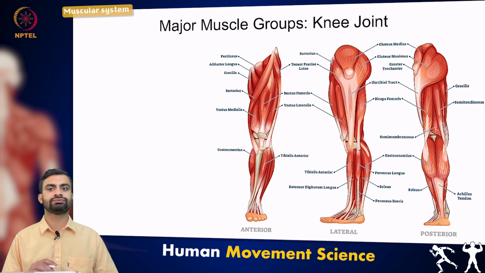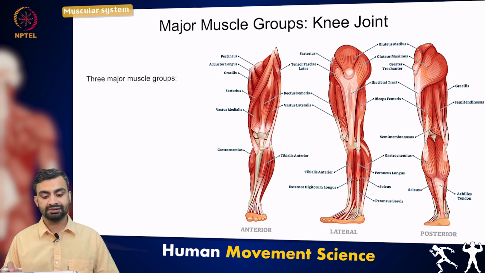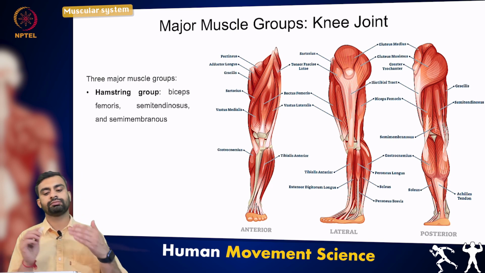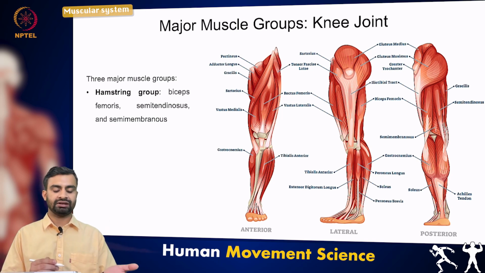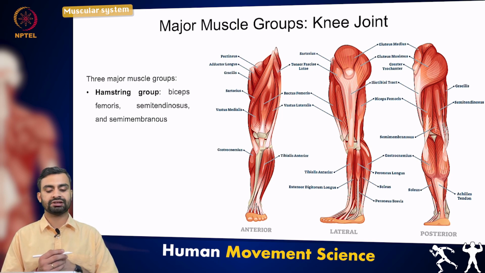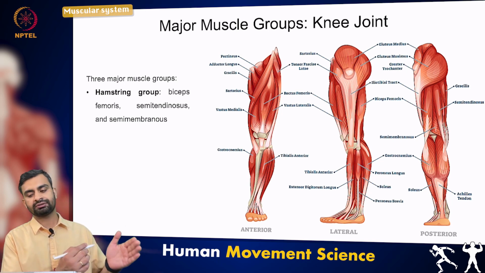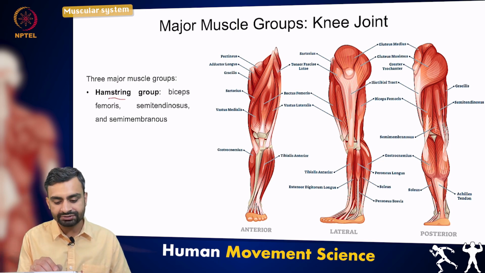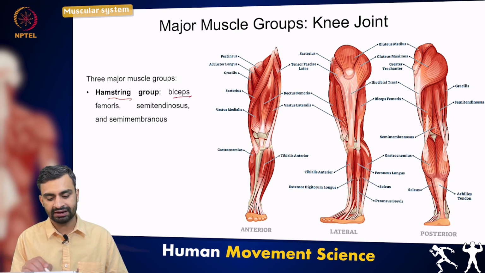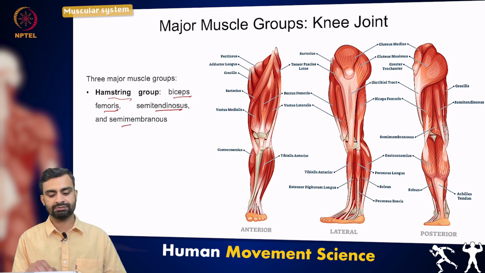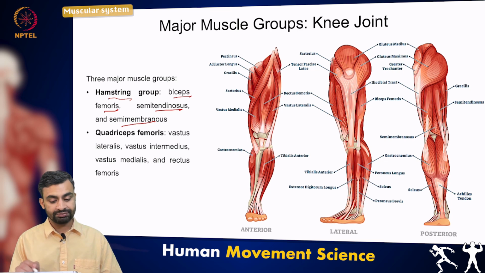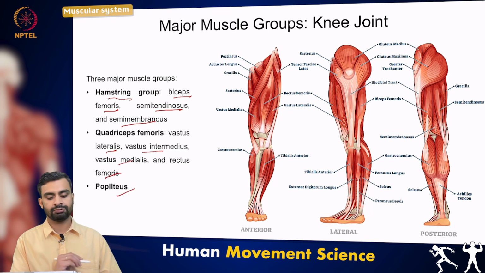Now let us move to the knee joint. The knee joint has three major muscle groups. Maybe many of you are familiar with these names. Today we will look into these groups and see which muscles are part of them. For example, the hamstring group consists of biceps femoris, semitendinosus, and semimembranosus. The quadriceps femoris consists of vastus lateralis, vastus intermedius, vastus medialis, and rectus femoris, and finally the popliteus.